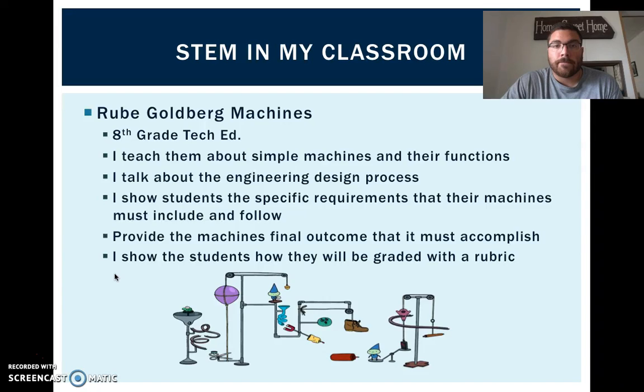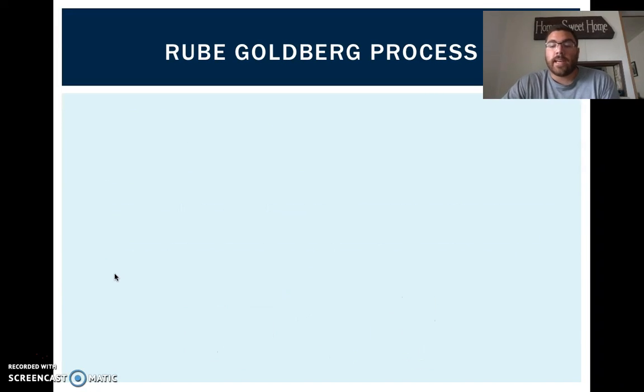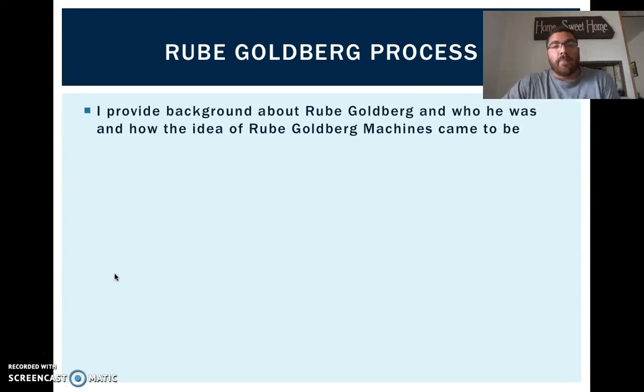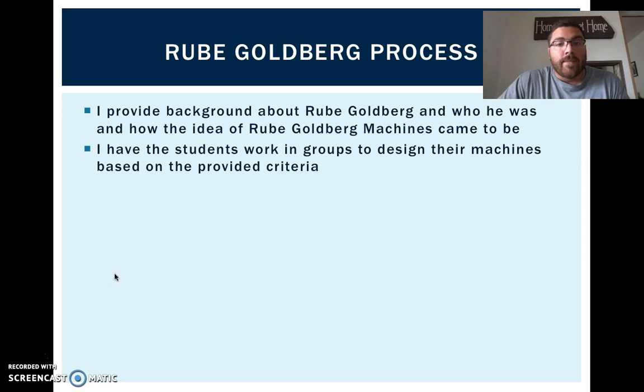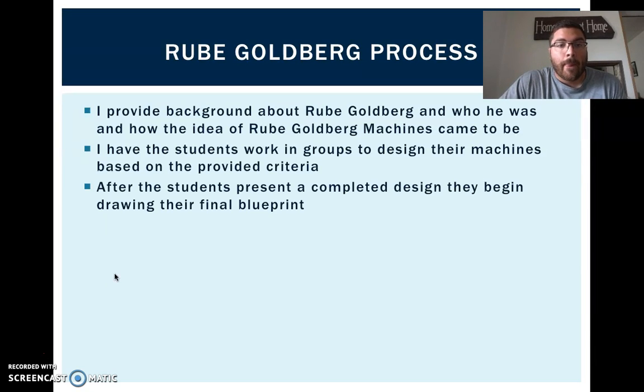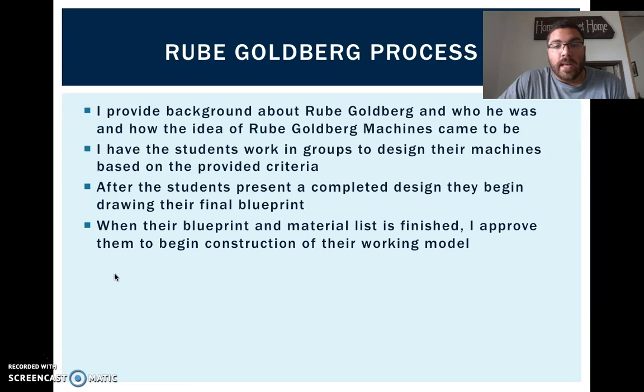So the process that they go through. First, I provide background about Rube Goldberg, who he was, and how the idea of Rube Goldberg machines actually came about. I have the students work in groups to design their machines based on the provided criteria. After the students present a completed design, they begin drawing their final blueprint. When their blueprint and the material list is finished, I approve them to begin construction on their working model.